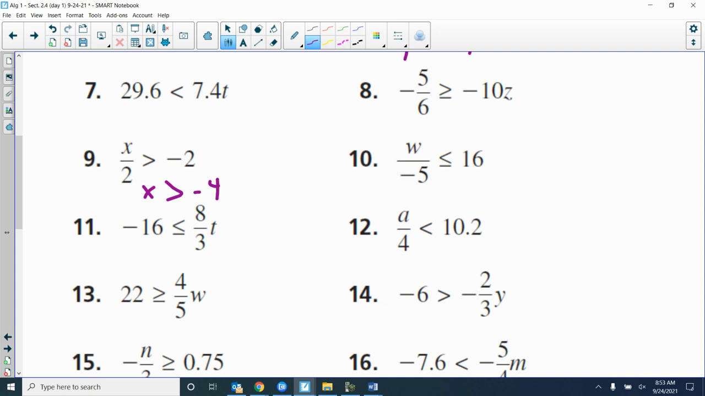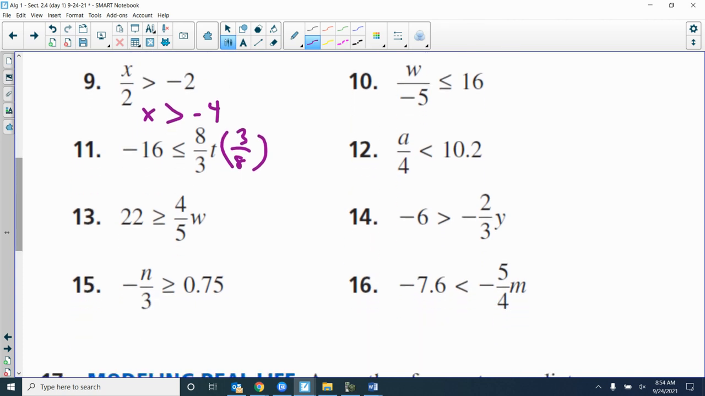Okay, now, you guys, I know, are still having trouble with 11. Are we going to flip the sign in 11? What's attached to the T? A positive 8/3, right? We're going to multiply by what? You guys remember? We're going to multiply by 3/8s. Is that positive? I don't flip the sign then. Doesn't matter, that's negative.